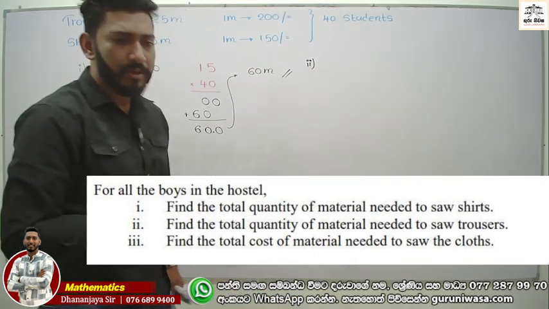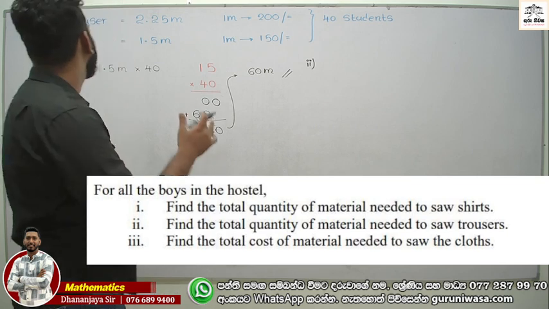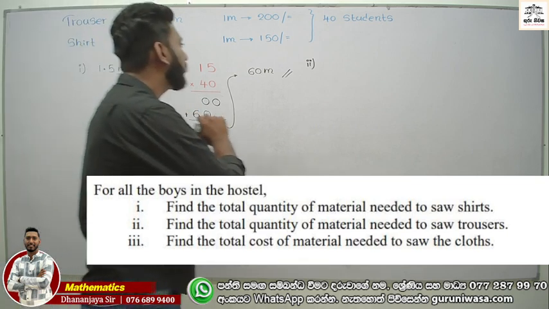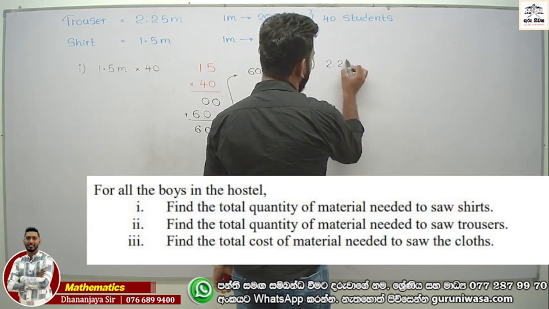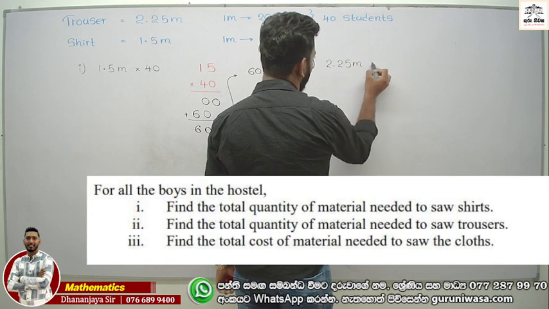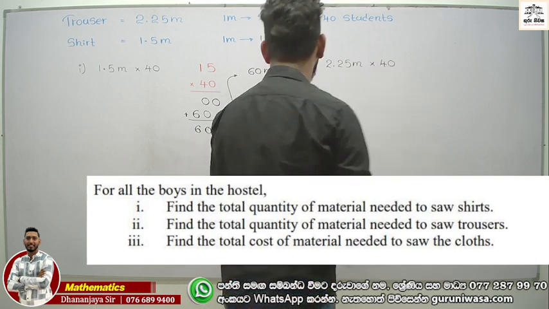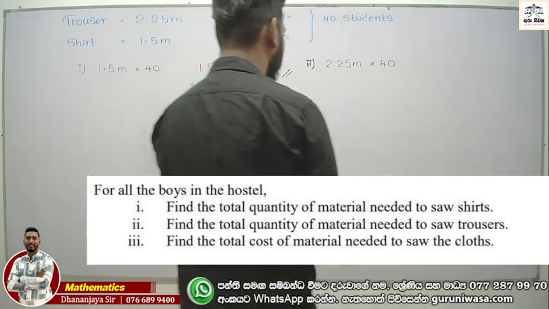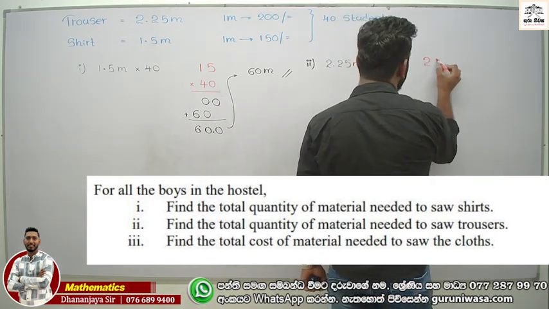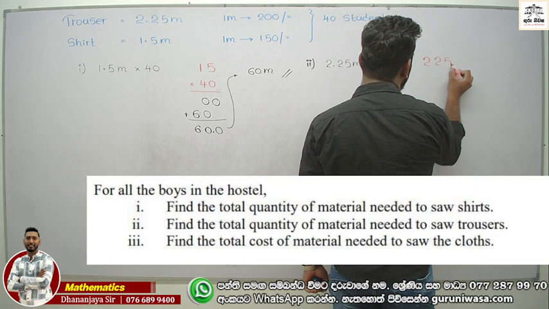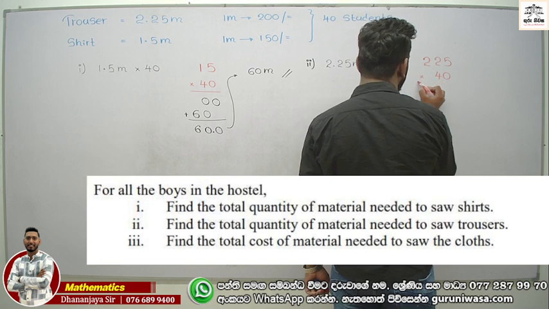Question number 2. Find the total quantity of material needed to sew trousers. 2.25 meters multiplied by how many students? 40 students. Now what is the method? You know the method, the same thing, except for the decimal place. 225 multiplied by 40. Now multiplying by 40 is so easy.